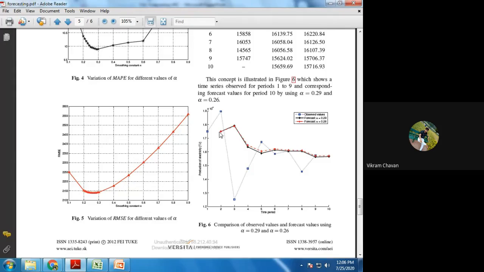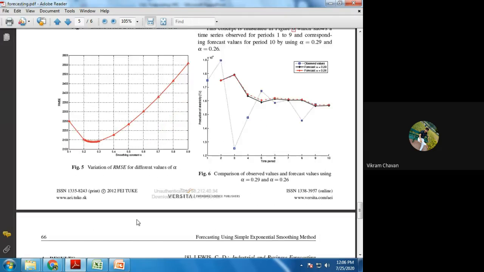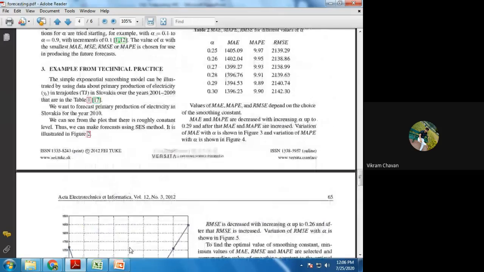This yellow line, blue line, you can see that this is the observed value. This dark black line is nothing but the forecast for alpha equal to 0.29, and whatever the red line graph is there, that is the forecast for alpha equal to 0.26. So in this manner, they have compared the comparison of observed values and forecast values using alpha equal to 0.29 and alpha equal to 0.26.